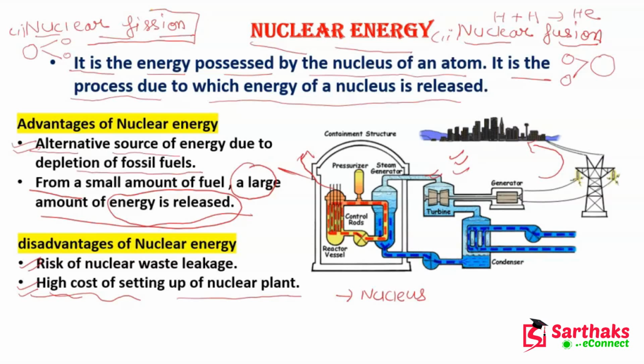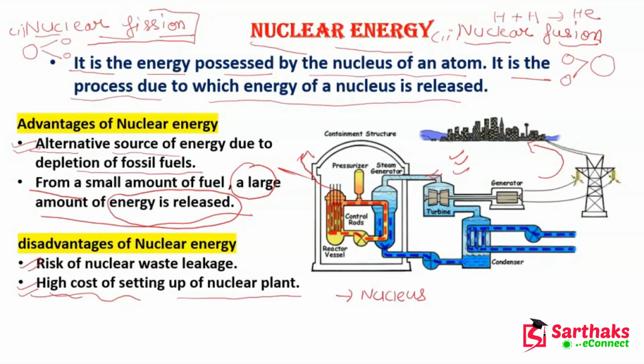Now guys, this heat which is released in this process is used to convert the water into steam, and this steam is sent to the turbine and the turbine starts rotating. When the turbine rotates, we all know that the generator produces electricity, and this electricity is transmitted to our houses. I hope guys this point is clear to you.